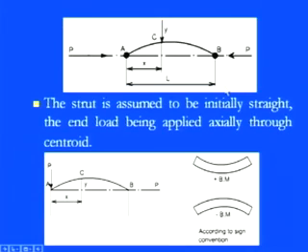The strut is assumed to be initially straight. That is a very common assumption you generally see for a beam or any slender member. We assume that initially there is no deformation within the structure of the beam, so it is well stabilized, in static equilibrium, with an initial straight shape, and the end loads are applied through the centroid of the strut.